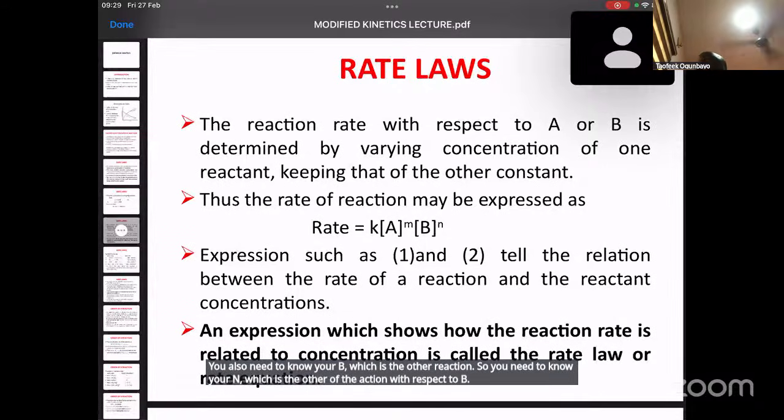Don't worry, I'm still going to tell you what order of reaction really means and its impact, because a lot of people look at that thing like it's just one abstract concept.